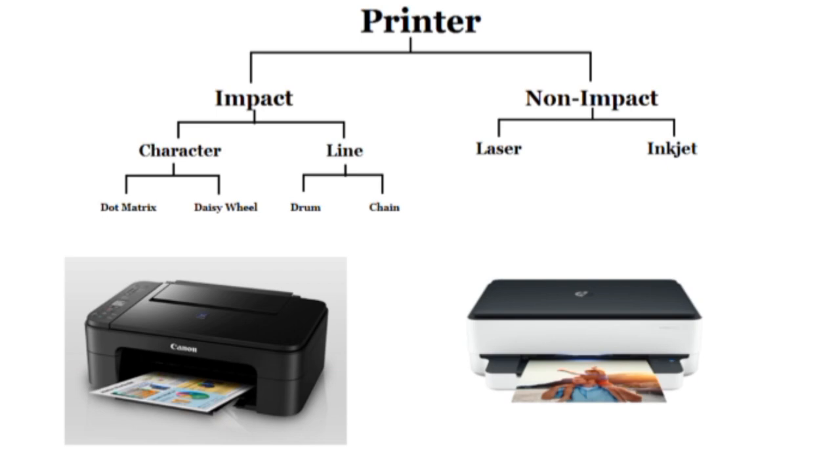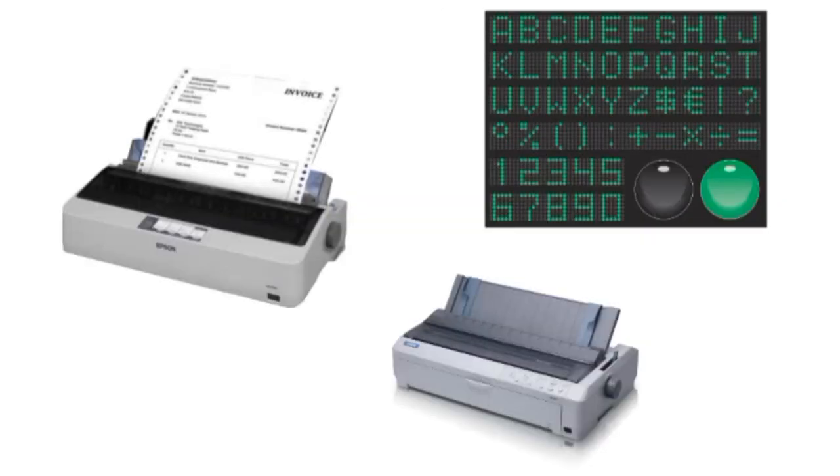Printers are broadly classified as given below, you can see on screen. Printers are divided into two, that is impact printer and non-impact printer. Impact printers are divided again into character and line, and non-impact printers are divided into two types, that is laser and inkjet. Now we are first going to learn about impact printer.